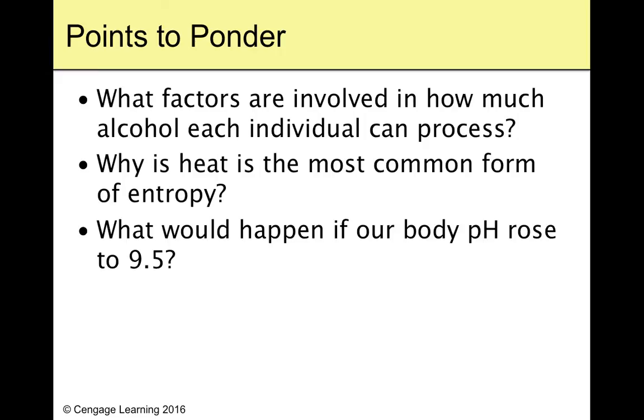So this is the end of the chapter, and they end it with a few points to ponder. So back to the very beginning of the chapter. What factors do you think could be involved in how much alcohol each individual can process? There's some urban legends, I think, and old wives' tales about that, so it'd be kind of interesting to see which of those are true and which aren't. Why is heat the most common form of entropy? And what do you think would happen if our body pH rose to 9.5? So take a minute, scribble your thoughts down on those three questions, and we'll visit about them in class and see what we can come to figure out.